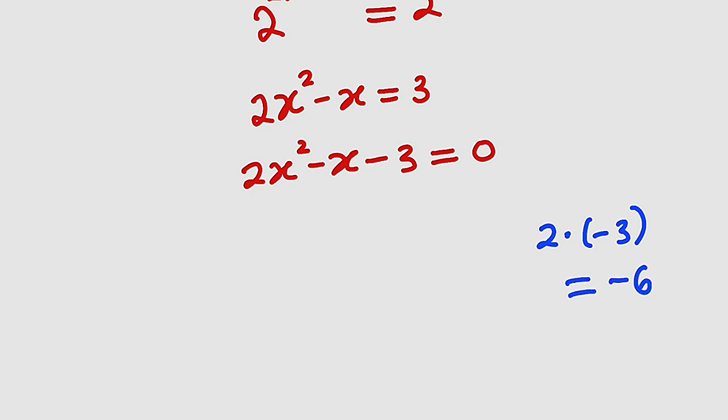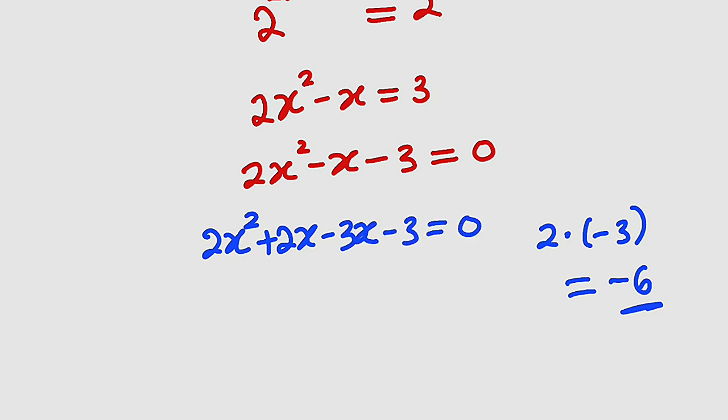Negative 6. Then we think of 2 numbers that we can multiply together to get negative 6, but when we add them together, we get negative 1, which is the coefficient of x. And the numbers are what? Negative 3 and positive 2. So we can replace negative x with 2x minus 3x. I know I can do the factorization directly, but let me show you all the steps. So we have 2x squared plus 2x minus 3x. Then minus 3, this is equal to 0.